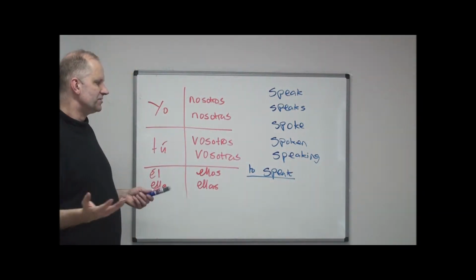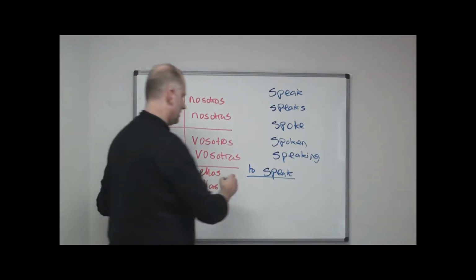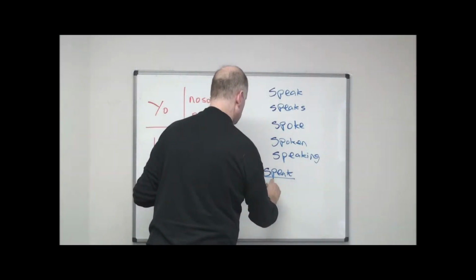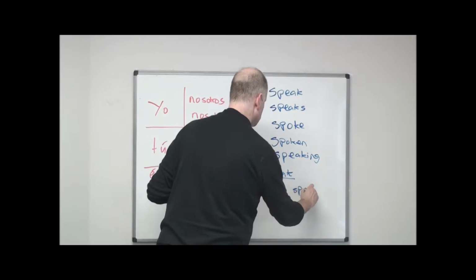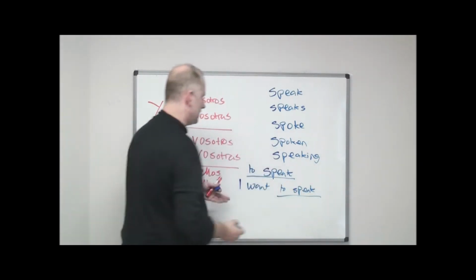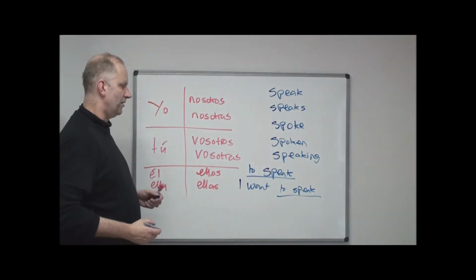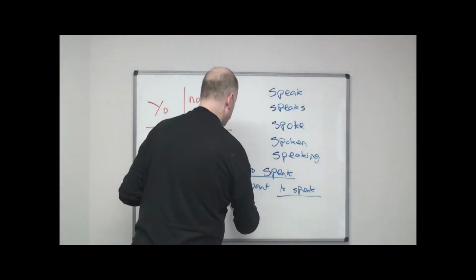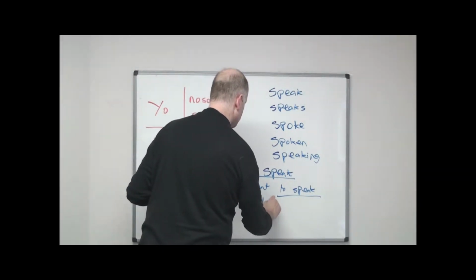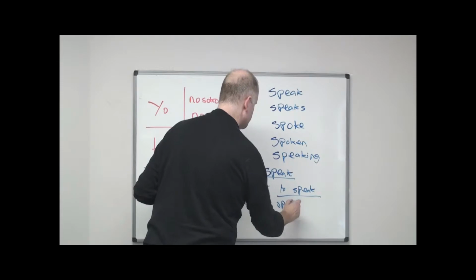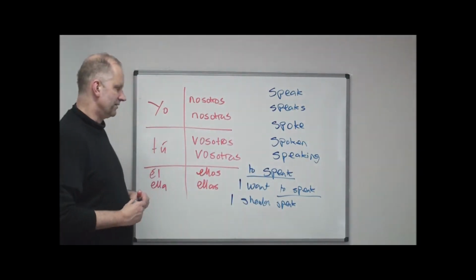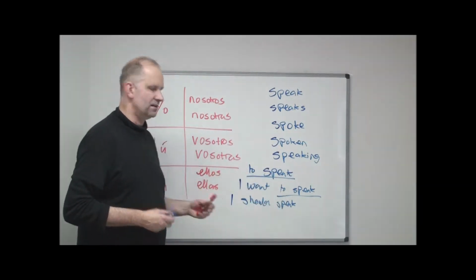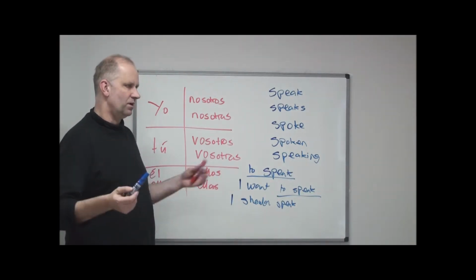So in English, we use the infinitive when we say things like, I want to speak. So to speak, when it comes after another verb often. But you don't say I should to speak, you say I should speak. So in English you've got two forms of the infinitive. You've got to speak and speak, to go, go, to work, work.